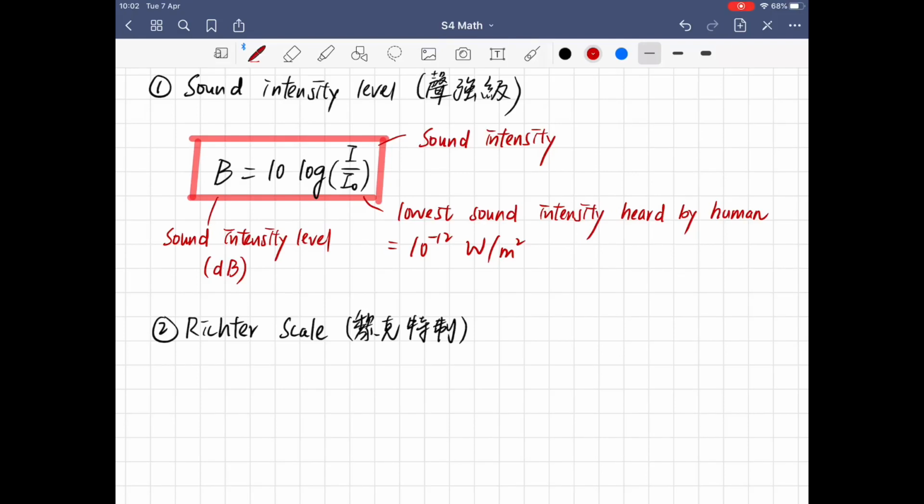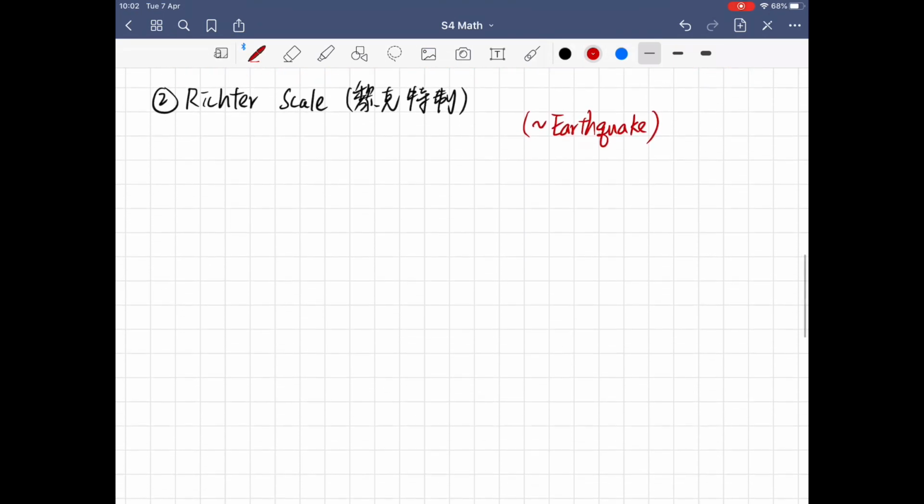So now you can go back to your notebook and we'll talk about the second application, which is Richter scale. In Chinese, 黎克特制. It is used to measure how strong the earthquake is. And we have the formula, that is M equals 2 over 3 log E plus K.